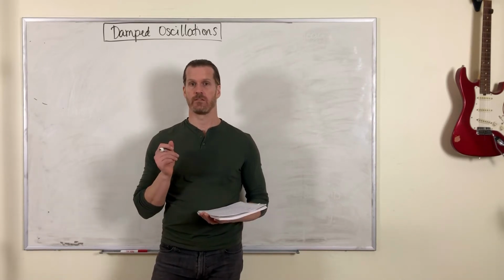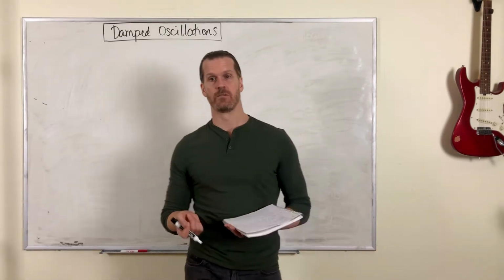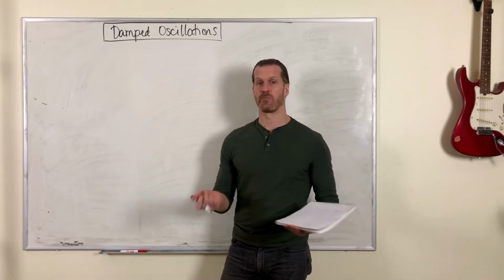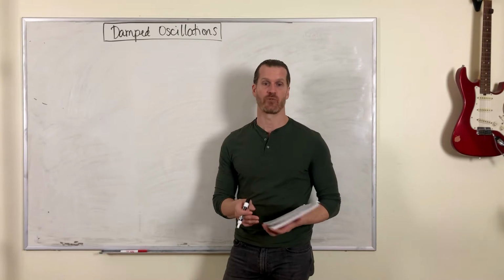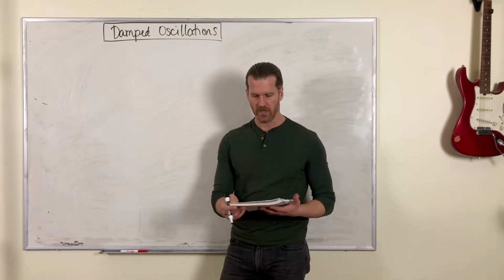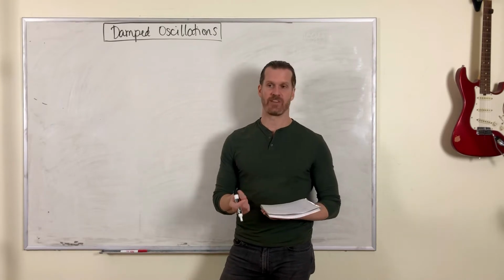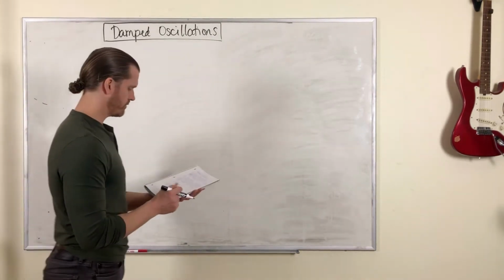And in some cases, you do damping on purpose. You want to damp oscillations. Sometimes it's undesirable, but sometimes it's very desirable. For instance, shock absorbers in cars. So let me show you 3 types of damping. Well, I guess 4 types.